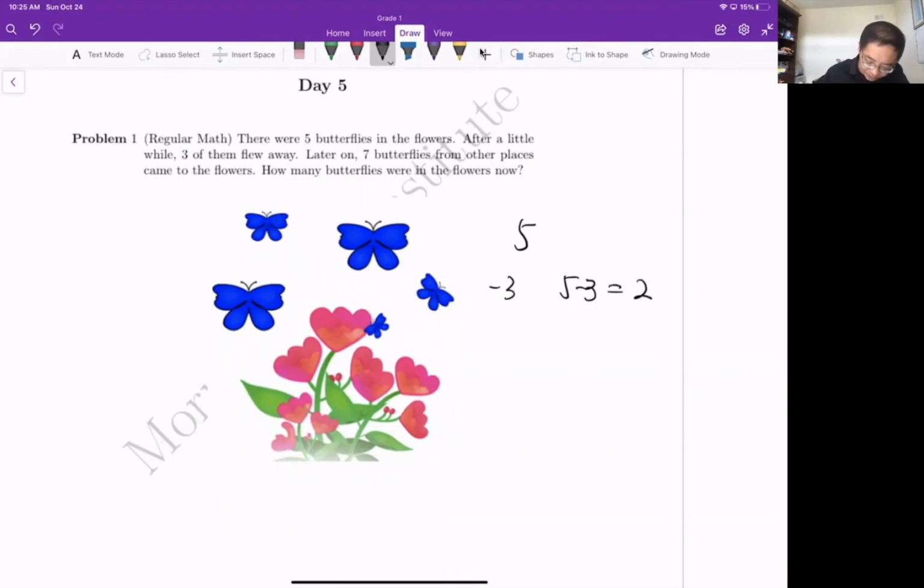And then later on, 7 butterflies from other places came to the flower. So you add 7 more, right? So 2 plus 7 is 9. So finally, there are 9 butterflies in the flower now.